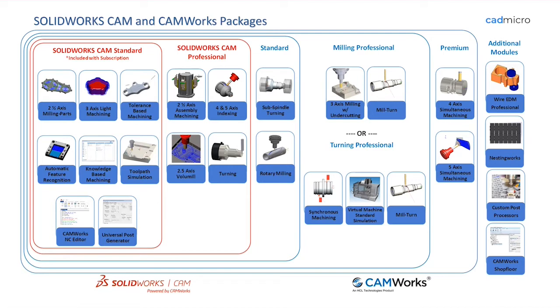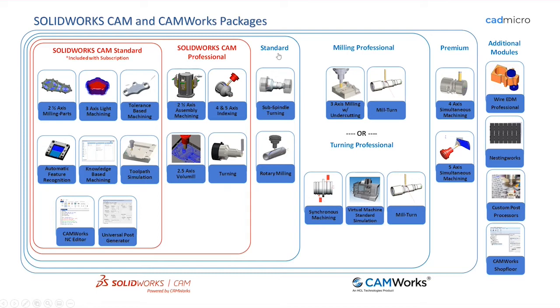So in red is the SOLIDWORKS CAM packages. So you've got the standard and the professional. I kind of explained those a little bit earlier. So the standard is included with subscription of any of your SOLIDWORKS seats. SOLIDWORKS CAM professional is where we get into more of the turning or assembly machining for 5-axis indexing.